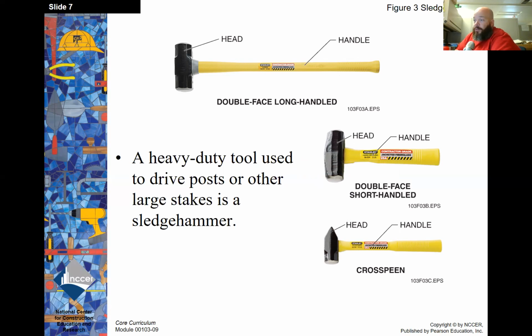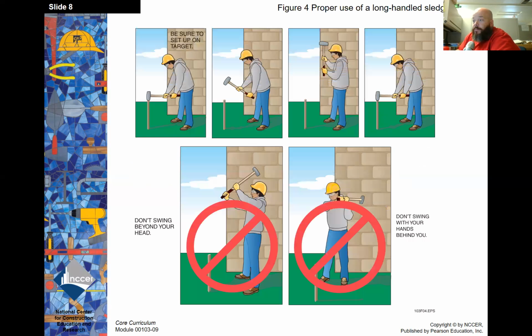Okay, sledgehammers. Sledgehammers are a heavy-duty tool used to drive posts or other large stakes. Okay, a few different types. We have a double-faced long-handled, double-faced short-handled, and then the cross-peen, just depending on the job you're trying to accomplish.